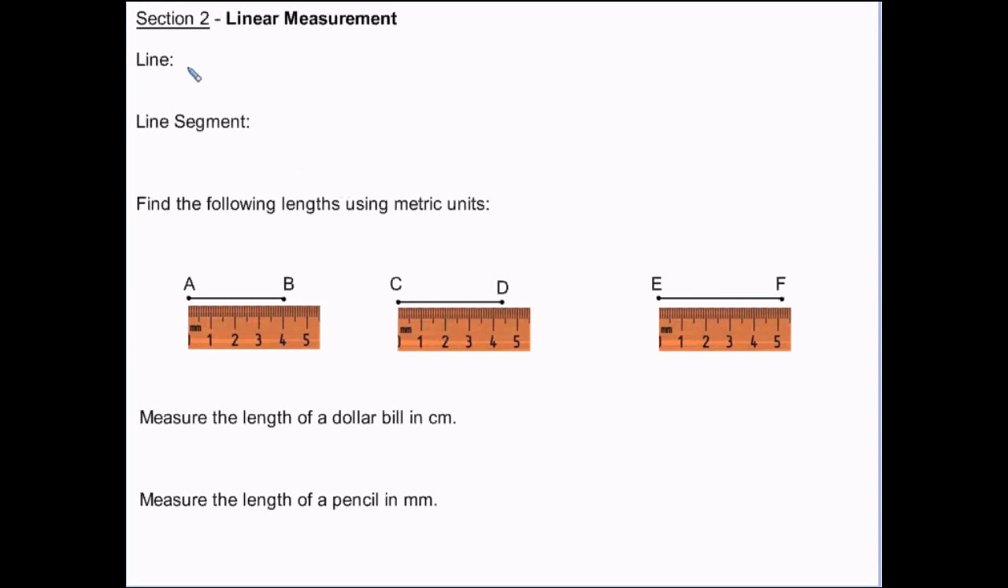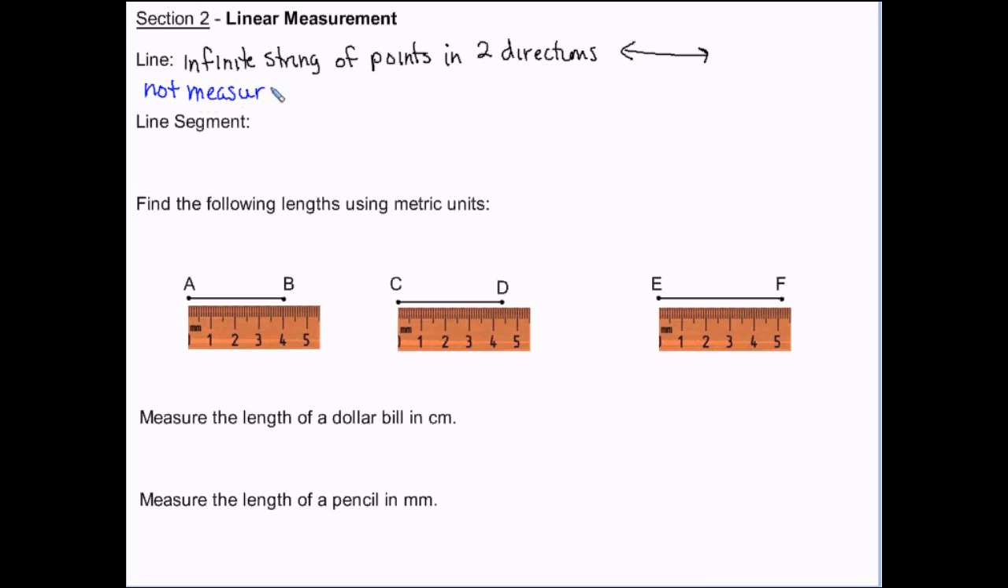So yesterday we talked about a line, and a line is an infinite string of points. And it goes in two directions forever. And the thing about a line is it is not measurable. We can't measure infinity. Infinity is not a number. Sometimes people think of it as a number, but it's not a number. You can never reach it.